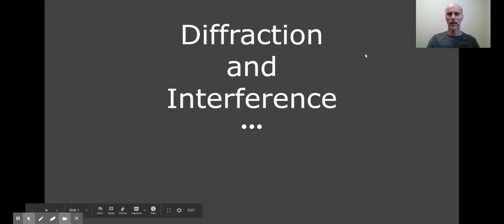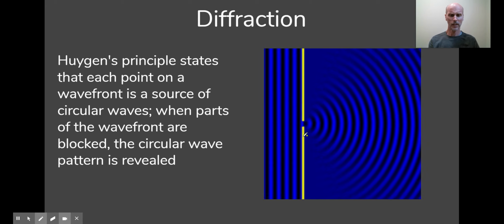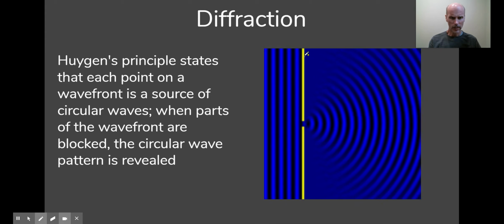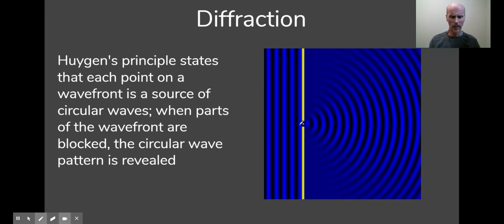Hey, today we're going to look at diffraction and interference, two phenomena that display the wave nature of light. Diffraction is a phenomenon where, if you look at the animation here, you have these flat waves that come in and hit a barrier. This yellow piece is a place that blocks the wave. And there's a little opening in this barricade where some of the waves are allowed to travel through.